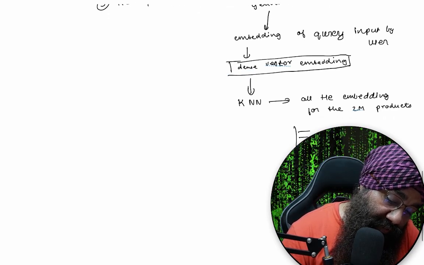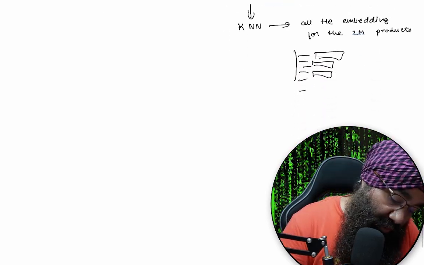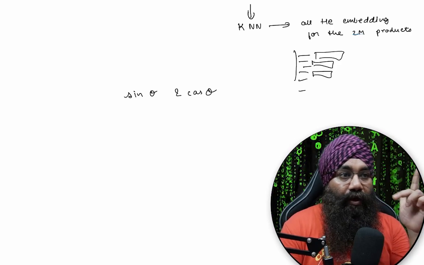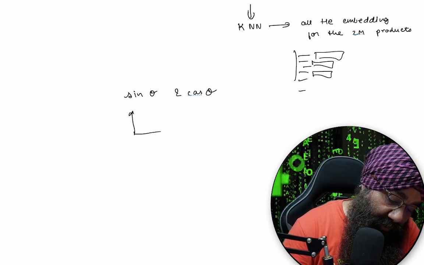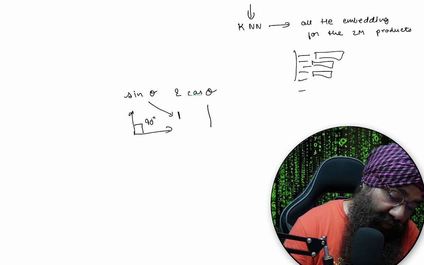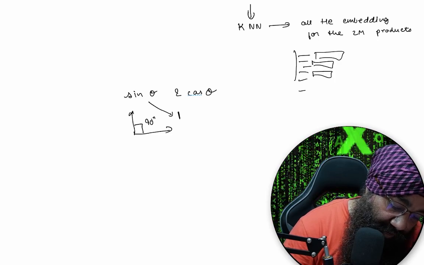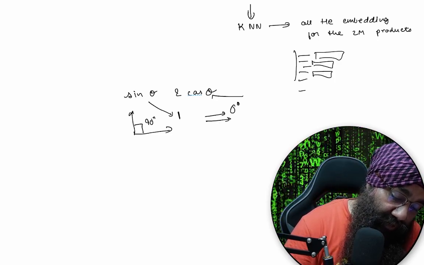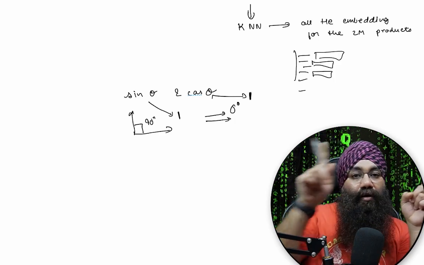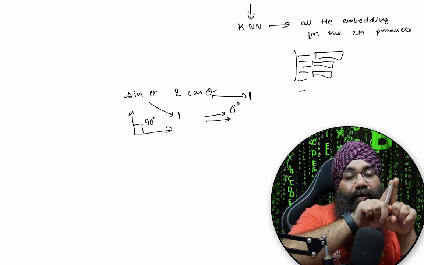Suppose you have a lot of products, all of them have embeddings. So this will run a search and match your query. For example, in maths we use sine theta and cos theta. Suppose the angle between two vectors is 90 degrees, then sine theta will be 1. Similarly, if the angle between two vectors is 0, then cos theta will be 1. So if two vectors in this 1536 dimension space are matching, then they will be parallel. If two vectors are parallel, their embeddings are pretty much matching.